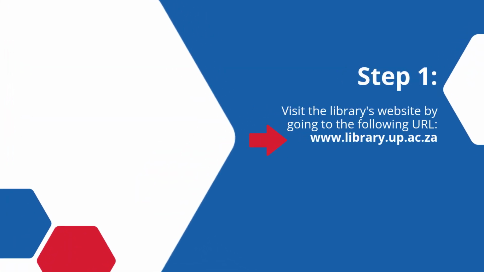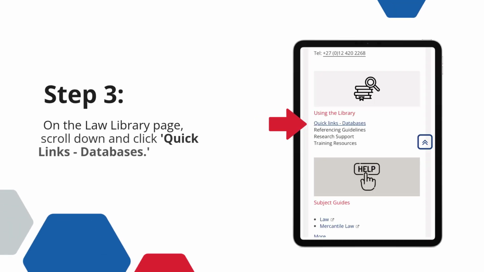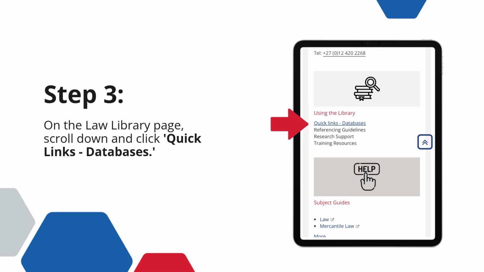Step 1. Visit the library's website by going to the following URL. Step 2. Navigate to the Libraries and Units tab and select Law from the drop-down menu. Step 3. On the Law Library page, scroll down and click Quick Links, Databases.